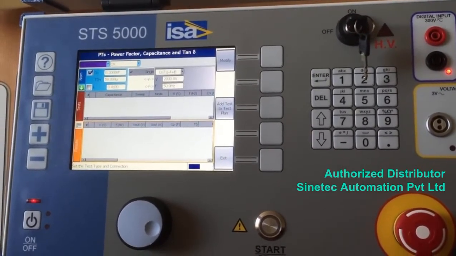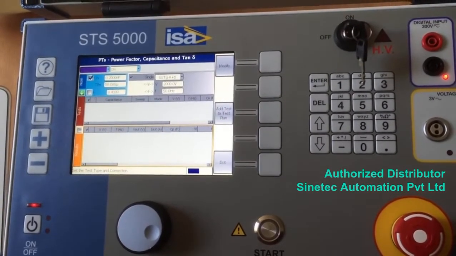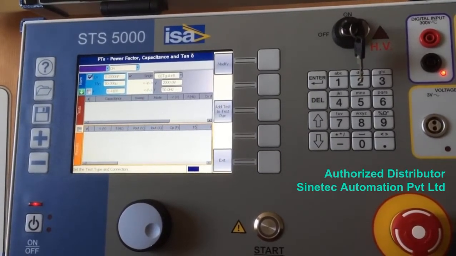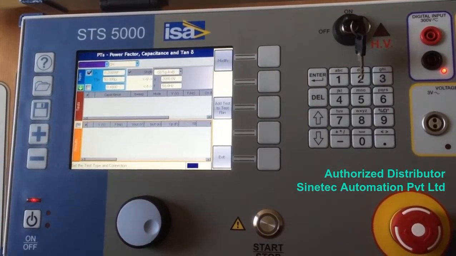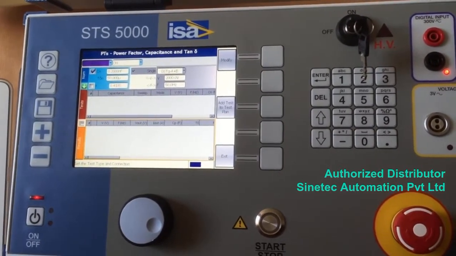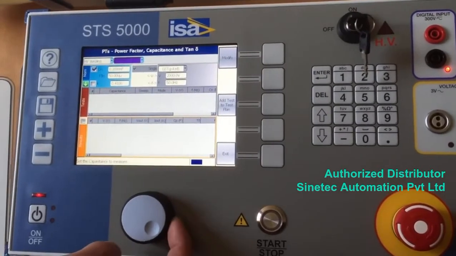it's an AC test, it's important to mention, and the current which is being generated by this voltage has a certain phase angle with respect to the voltage which created it. We are measuring that phase angle and trying to get the tangent delta of this angle. This test can be done in a few ways.